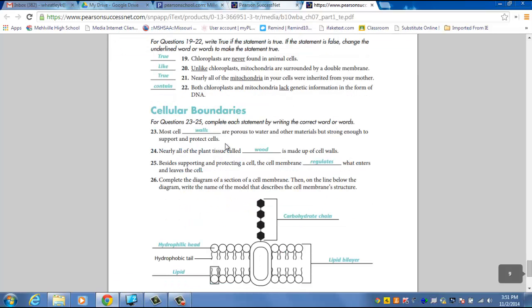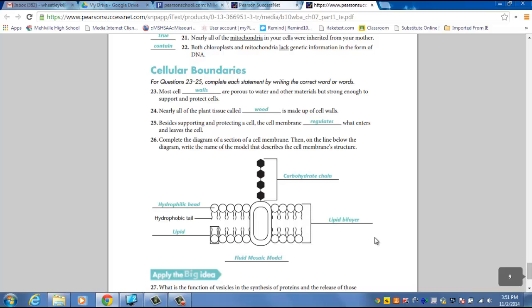When we look at the cellular boundary, this is something that we're going to get into a little bit later as well. Most cell walls are porous to water and other materials, but strong enough for support. Nearly all of plant tissue called wood is made up of cell walls. Besides supporting and protecting a cell, the cell membrane regulates what comes in and enters. It's the security system.